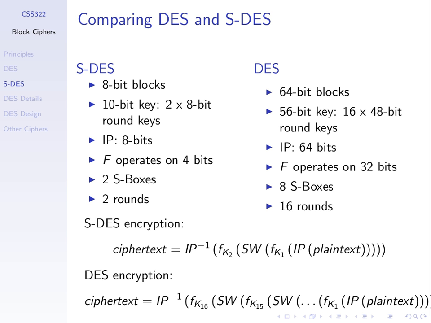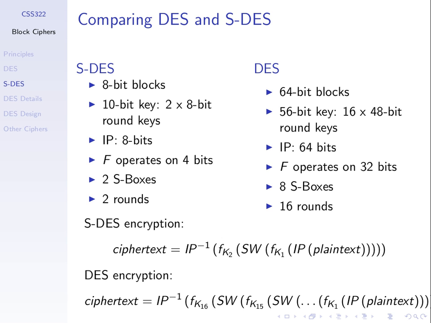Real DES has a 56-bit key. And I've said before, in fact, it's a 64-bit key, but 8 of those bits are not used in the algorithm. They're just used for a parity check. So effectively, there's 56 bits of this for security purposes. And there are 16 rounds. We had 2 rounds, 2 applications of this function f. DES has 16 rounds. And as a result, we generate 16 round keys, and they're all 48 bits in length. So there's an algorithm that takes our 56-bit key and generates 16 round keys.